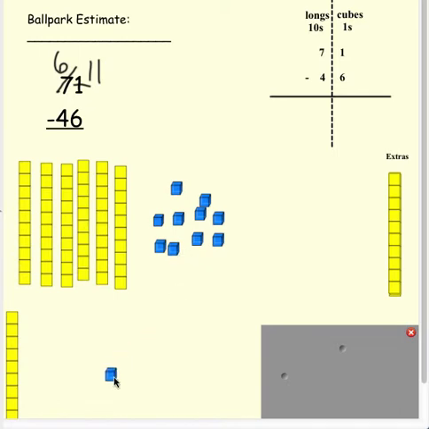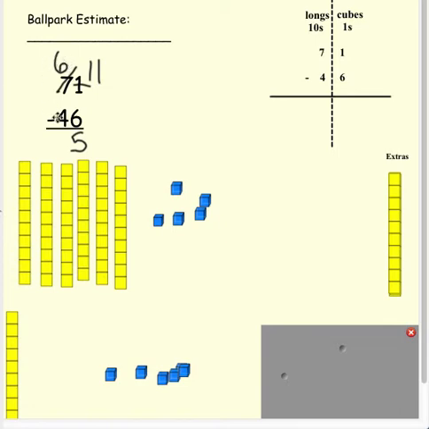I have 11 cubes. I can take away 6 now. So here they go. 1, 2, 3, 4, 5, and 6. How many cubes are left? 1, 2, 3, 4, 5. I have 5 ones or 5 cubes left. Okay, now I'm going to subtract my tens.